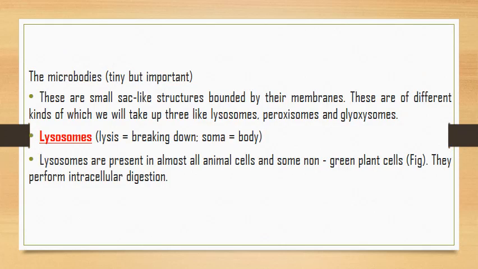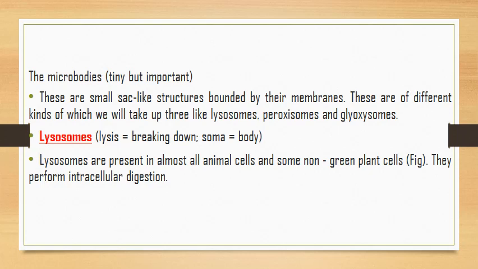Next is microbodies. These are tiny but very important. These are small, sac-like structures bounded by their membranes. These are of different kinds, of which we will take three: lysosomes, peroxisomes and glycosomes.